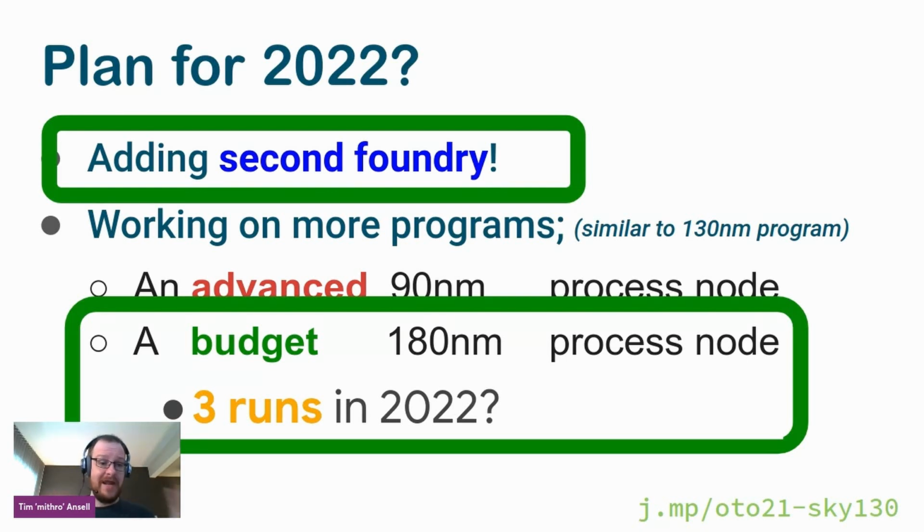I know 180 nanometer is an extremely popular process, and it's likely there'll be 3 runs of that next year as well. So not only will we have the 4 Skywater 130 runs, we will also have probably 3 180 runs next year. So there's going to be plenty of opportunities to do tape outs.